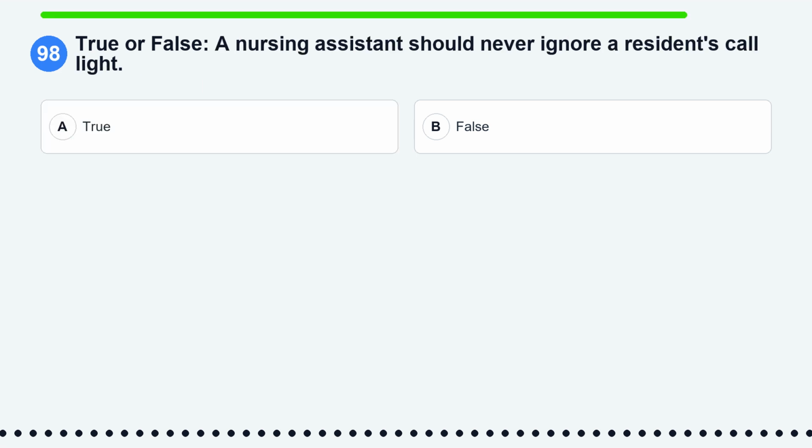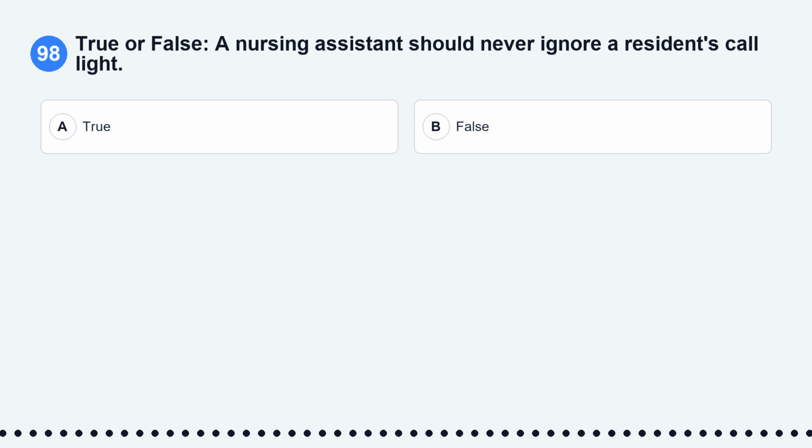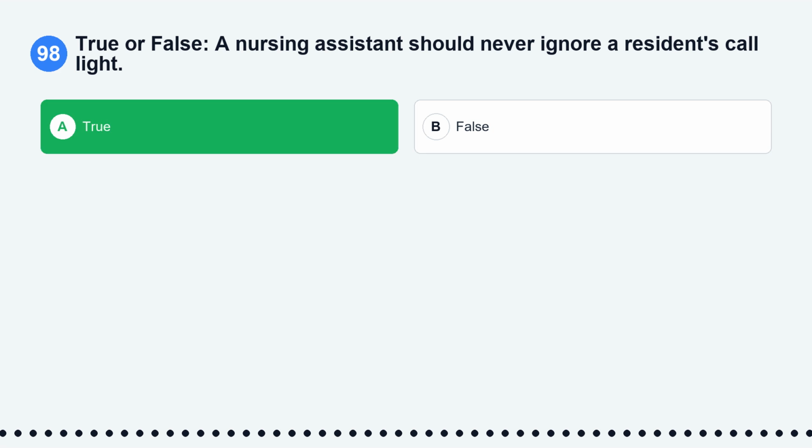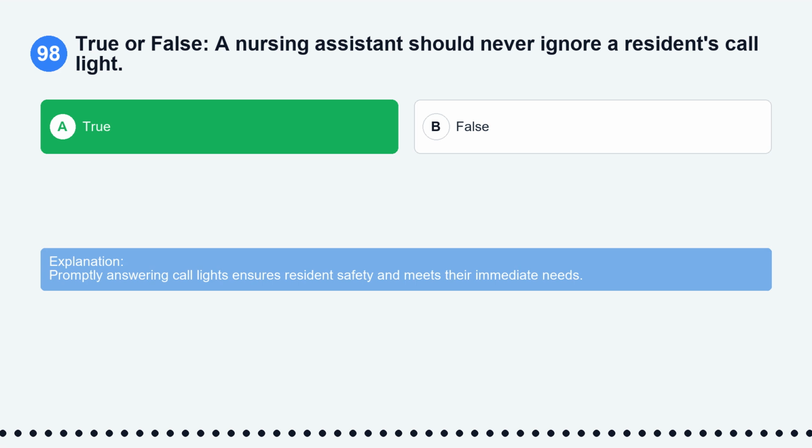Question 98. True or false, a nursing assistant should never ignore a resident's call light? Option A, true. Option B, false. The correct answer is option A, true. Promptly answering call lights ensures resident safety and meets their immediate needs.